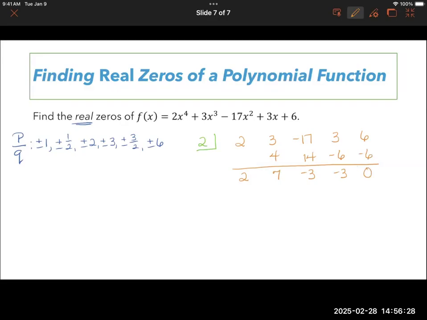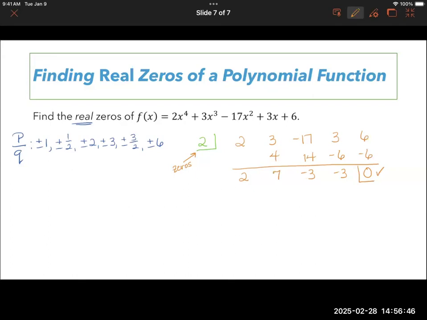So this is what I want. That remainder of 0, that's what I'm looking for to tell that, yes, this 2 is one of my zeros for the function. Okay.